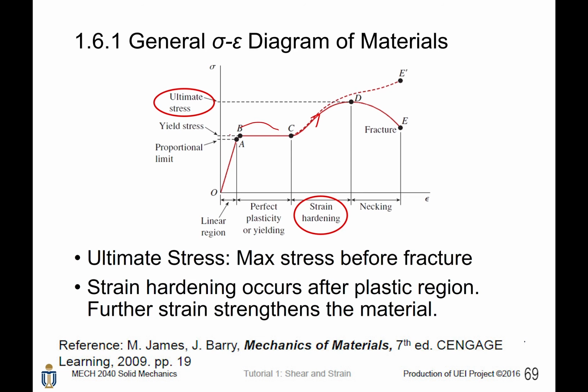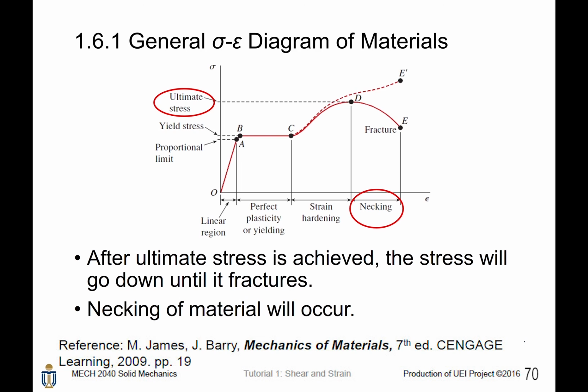It is the peak of its entire life, and after this peak, it will become old and then die. After the plastic region, it undergoes strain hardening. It will further strengthen the material. The stress required to deform this material is increased, but one downfall is that in case you go beyond this region, then necking will happen. After you arrive at the ultimate stress, the stress will keep going down until it dies. And in this process, the necking of material will occur.